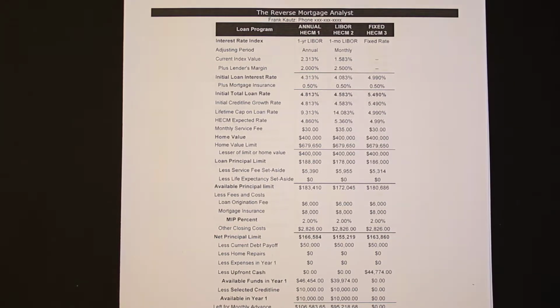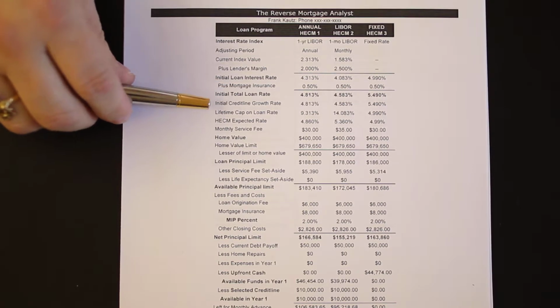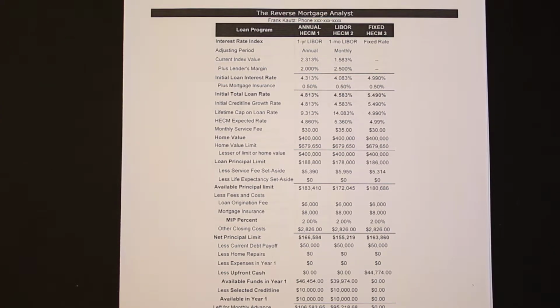Now I'm going to jump next over the initial credit line growth rate to the lifetime cap on the loan rate. In this particular instance, it's 5% over this initial loan rate, or 9.313% for the annual, and 14.083% for the monthly. I know in today's world these rates are kind of high, but if you remember back into the late 80s and early 90s when people were paying 18, 20, or even 22% on their mortgages, this is to prevent you from getting that high. It puts a limit on how far the lender can go.